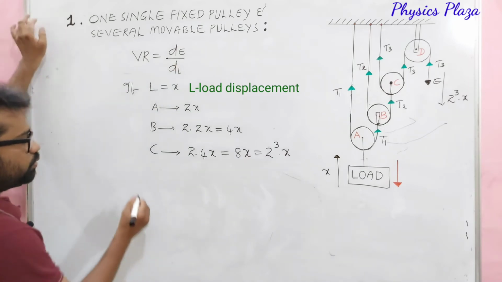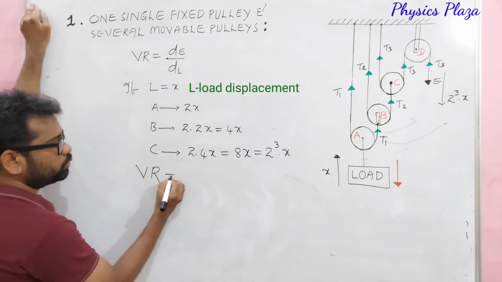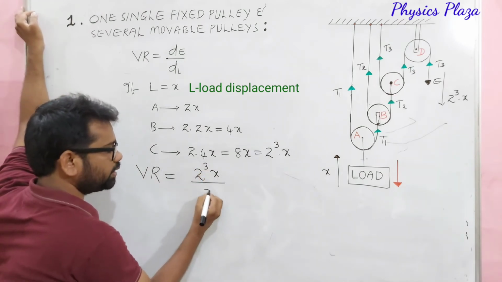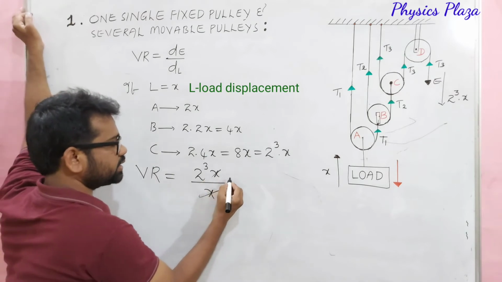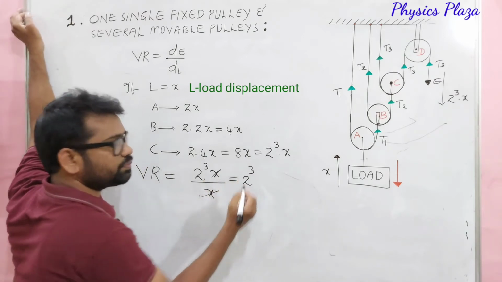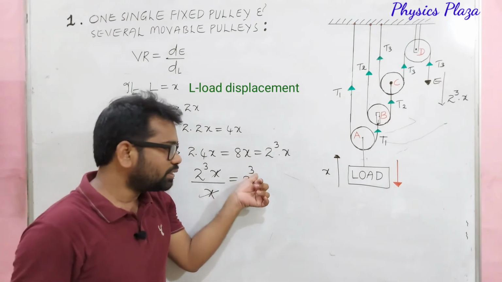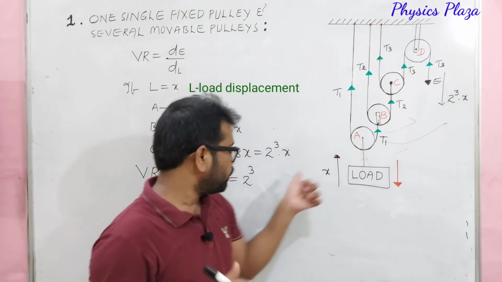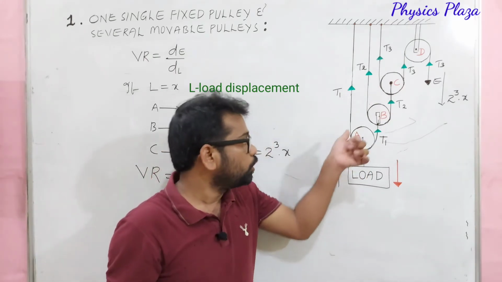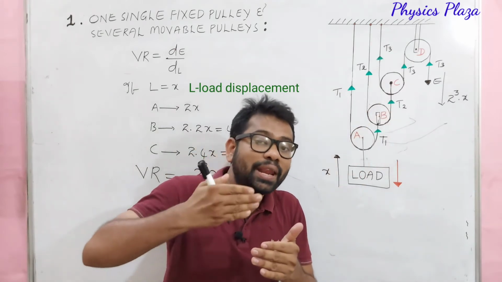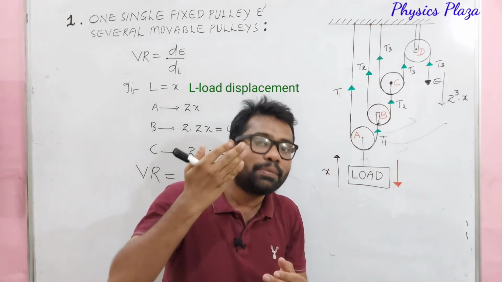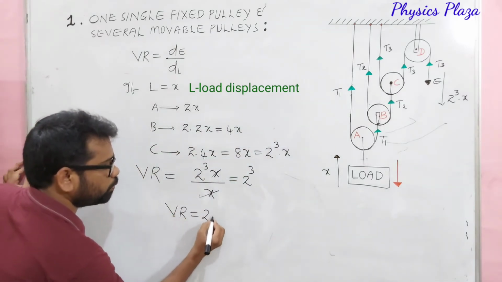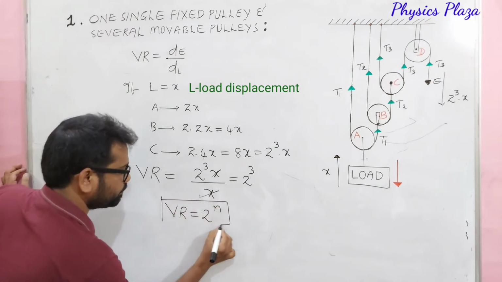Now you substitute this. So here velocity ratio is equal to 2 power 3 x by x. So x gets cancelled, and it will be 2 power 3. Why did we get 3 here? Because here we have 3 movable pulleys. If 4 movable pulleys are there, we get 2 power 4. If 5 are there, 2 power 5. Like that, if n movable pulleys are there, then we get velocity ratio as 2 power n, which is very important.